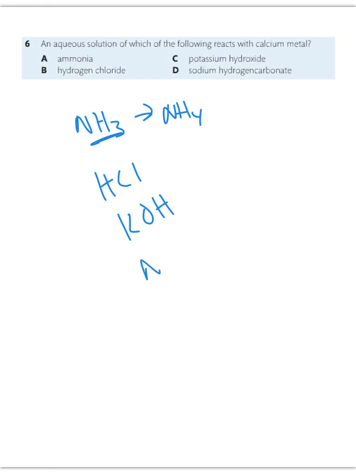And sodium hydrogen carbonate, NaHCO3, that's what we call a metal carbonate. So it possibly could react with calcium metal if calcium were more reactive, but the one I know for sure will react is HCl, the acid. So B would be my correct choice for number 6.